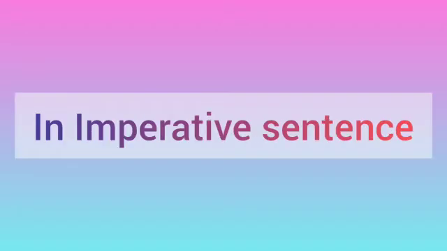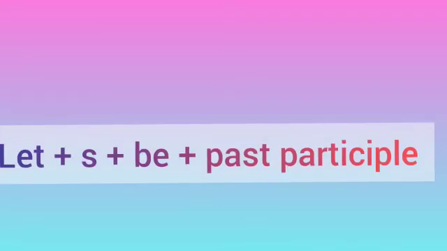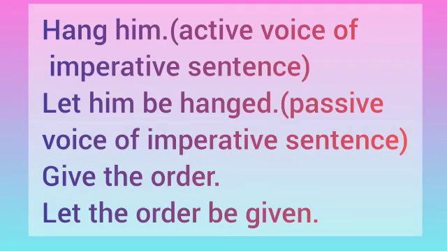Now let us see if the sentence is imperative. What can we do? When an imperative command is to be transformed, the form will be let plus subject plus be plus past participle. Example, hang him: Let him be hanged. Let plus subject plus be plus past participle. Give the order: Let the order be given.